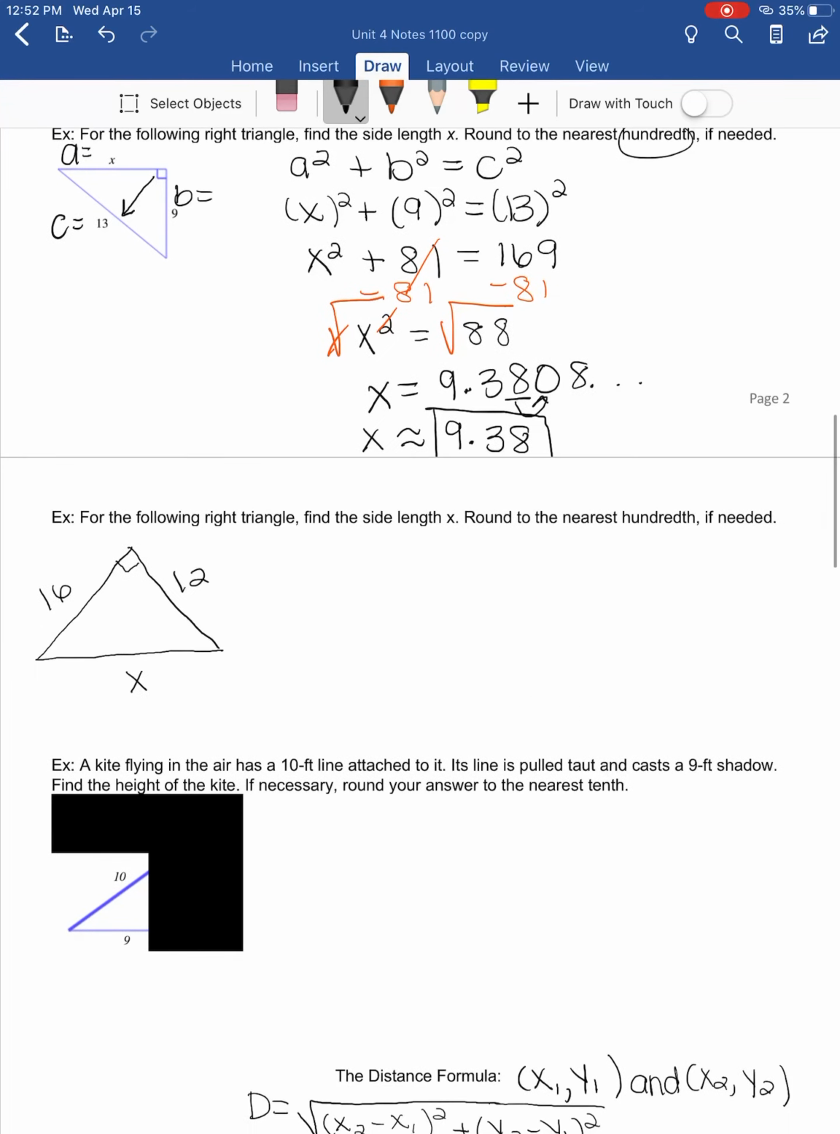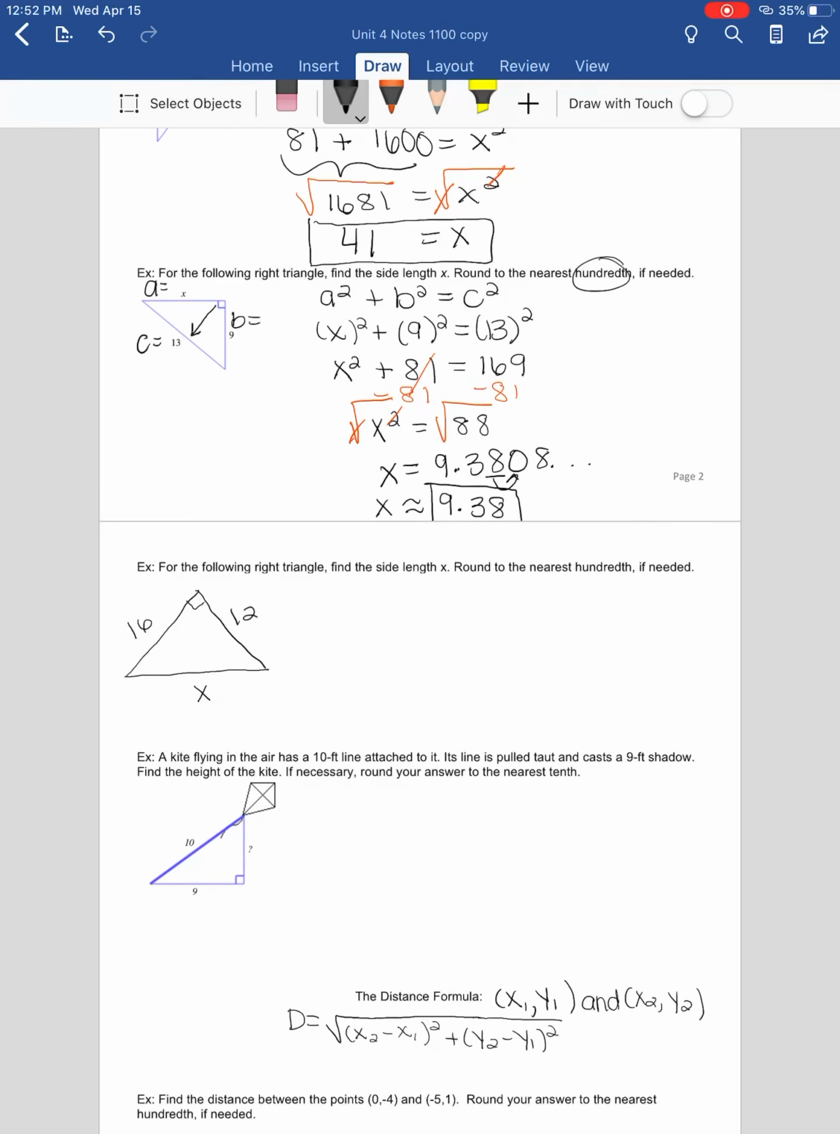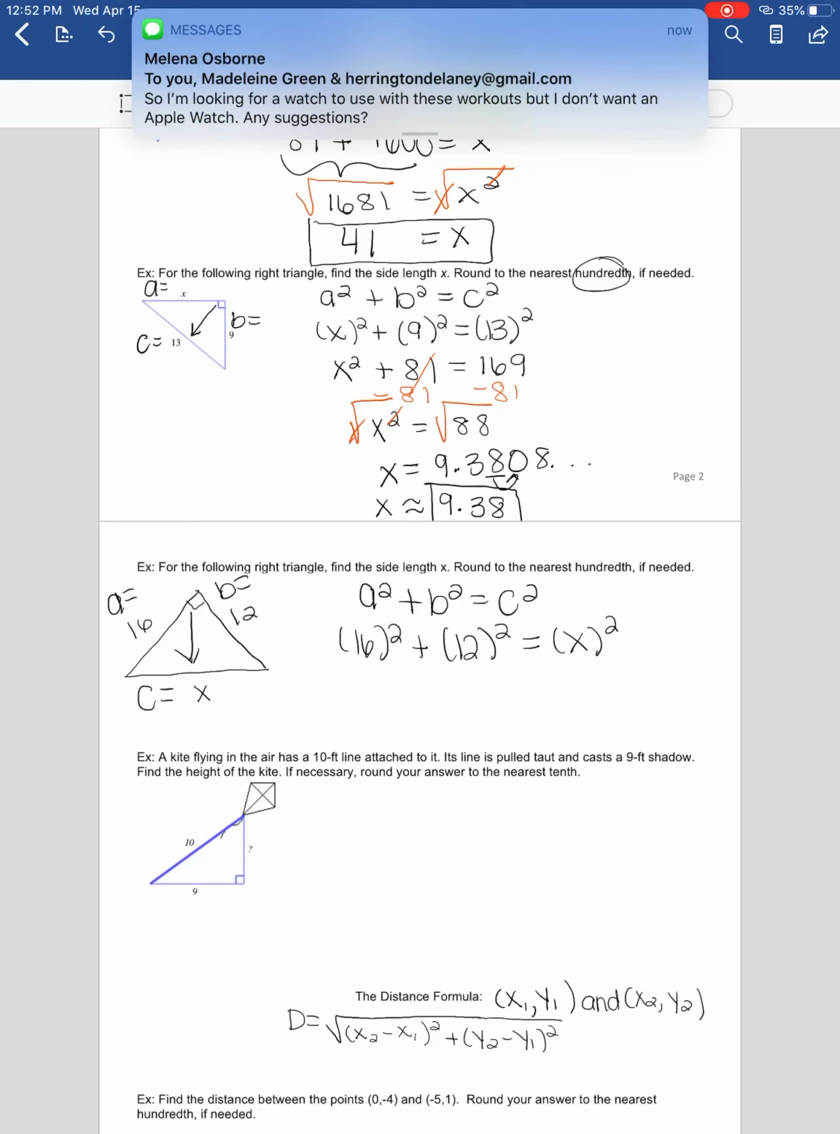Next example, for the following triangle, find side length X, round to the nearest hundredth if needed. So we have 16, we have 12, and we have X. So across from our 90 degrees will be our hypotenuse, will be our C. So C is X. The other two lengths will be our A value and our B value. So A is 16, B is 12, C is X. Plugging into our Pythagorean Theorem formula, A squared plus B squared equals C squared. We have 16 squared plus B, which we said was 12 squared, equals C, which we said was X squared.